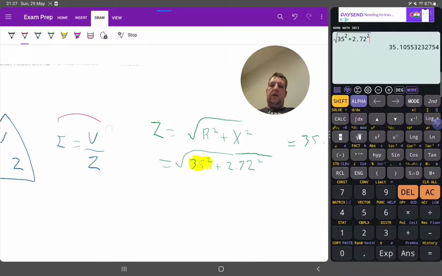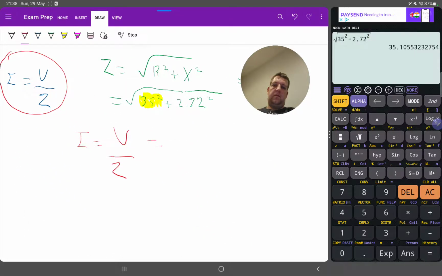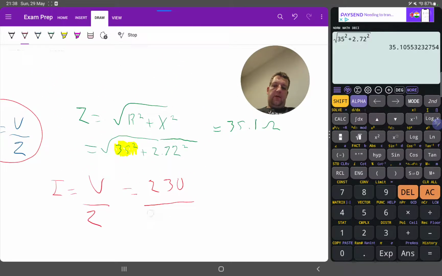So back to my equation over here. I equals V over Z. So voltage given in the question, 230 standard AC. So 230 divided by 35.1. So we'll do it on the calculator. 230 divided by 35.1. And it gives us a current of 6.55. So we round it up, can't we? Round it up to 6.6 amps. So 6.6 amps.